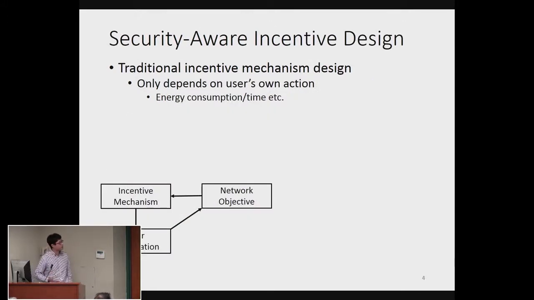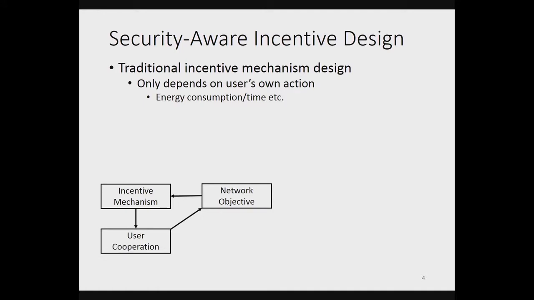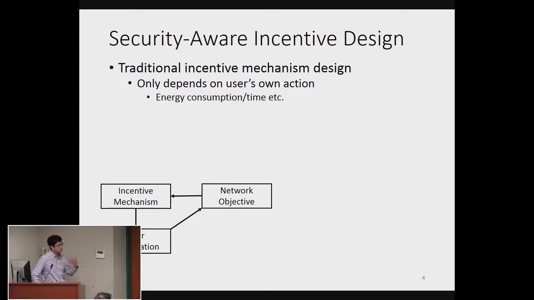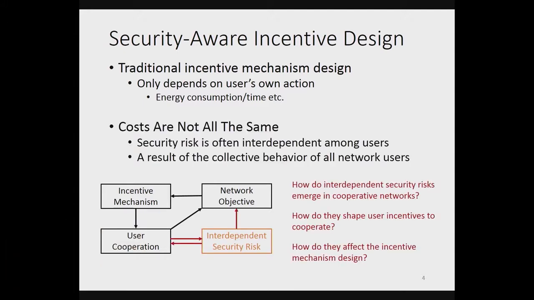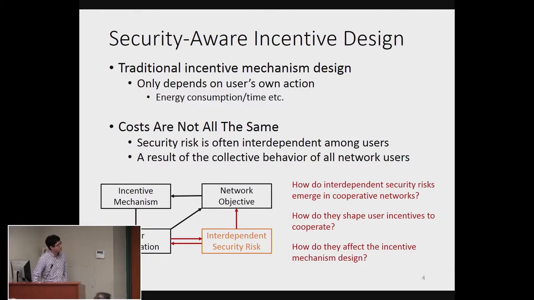In the traditional incentive mechanism design, they consider costs that only depend on users' own actions, not on the other users' cooperative actions. For example, energy consumption depends on how much traffic a user is willing to forward for others. But the security cost is quite different from the conventional costs, because security risk is often interdependent among the users, and security cost is a result of the collective behavior of all network users. Without fully understanding how these interdependent security risks emerge in cooperative networks, how they shape user incentives, and how they affect the eventual incentive mechanism design, simply applying existing solutions can lead to great performance loss or even damage to both individual users as well as the overall network.